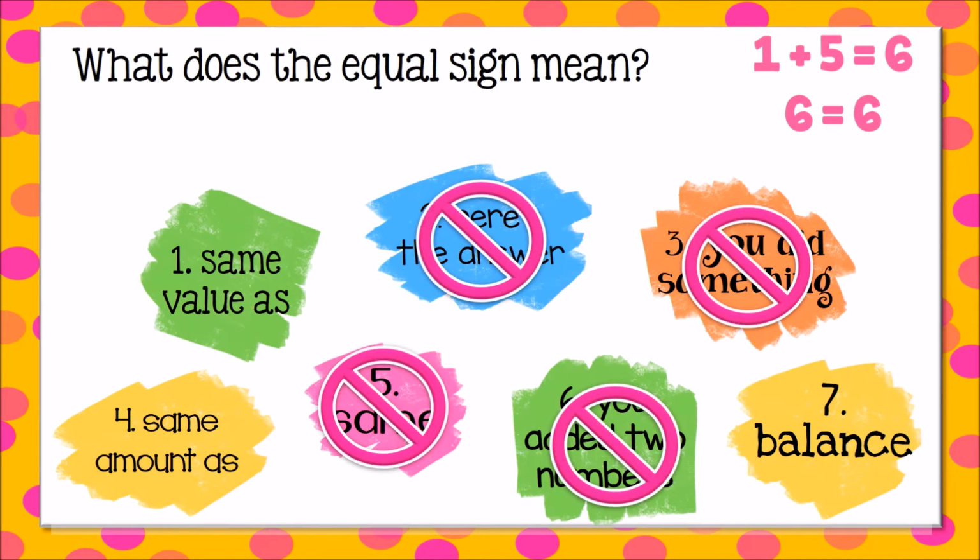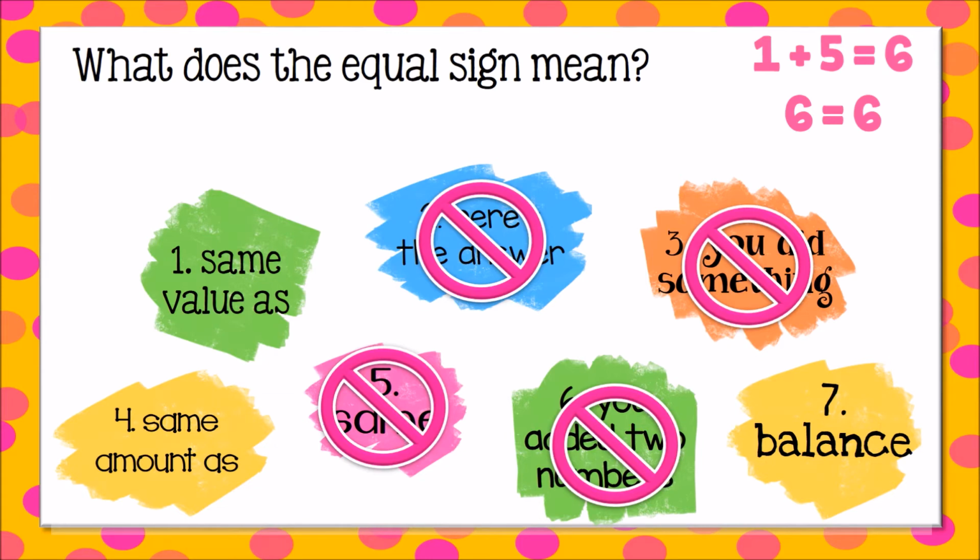The equal sign does mean the same amount as in 1 plus 5 is the same amount as 6, which also means that the equal sign means the same value as in 1 plus 5 has the same value of 6. The reason I crossed out number 5, same, is because 1 plus 5 is not absolutely identical or absolutely the same as 6. I also crossed out these other ideas because it doesn't mean here comes the answer.